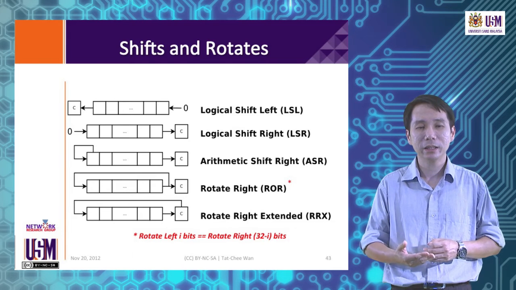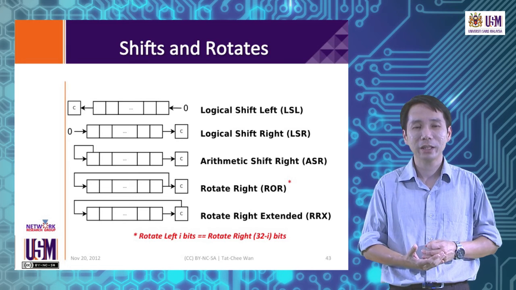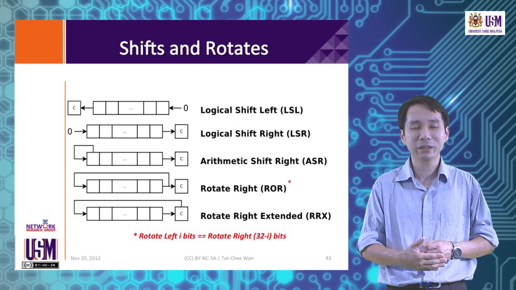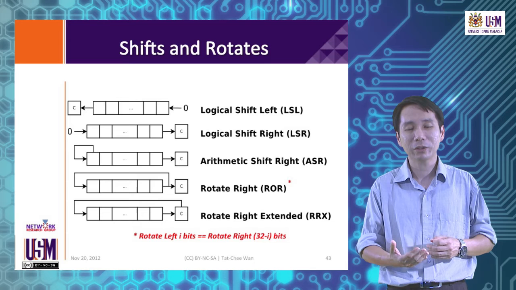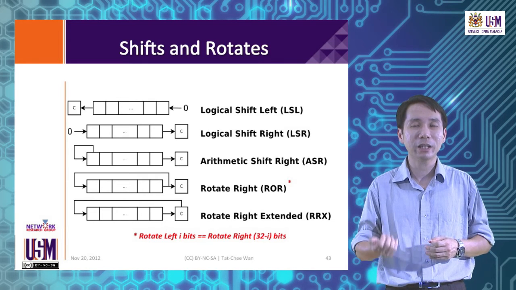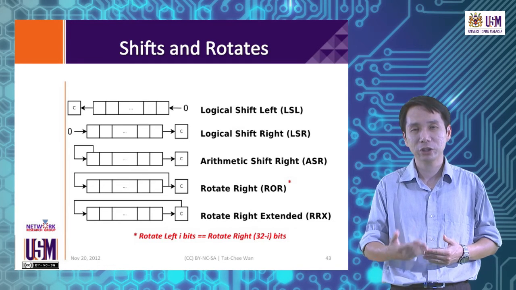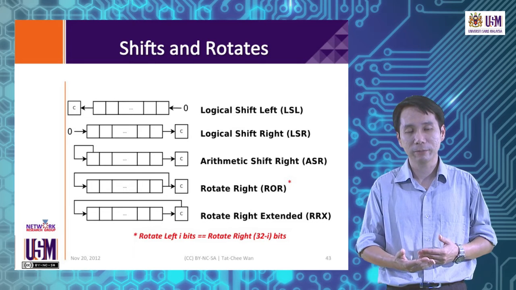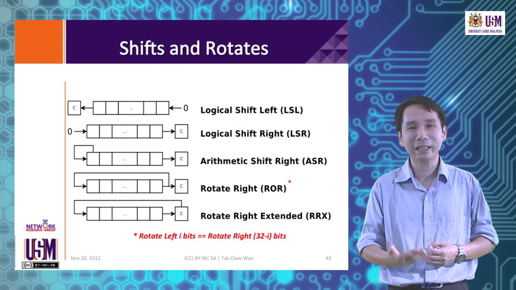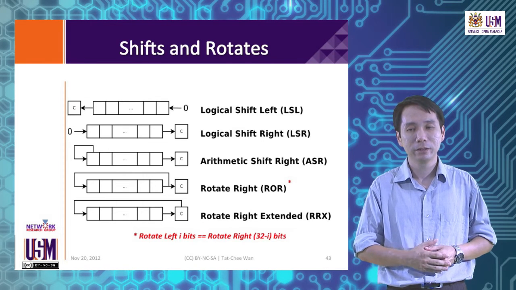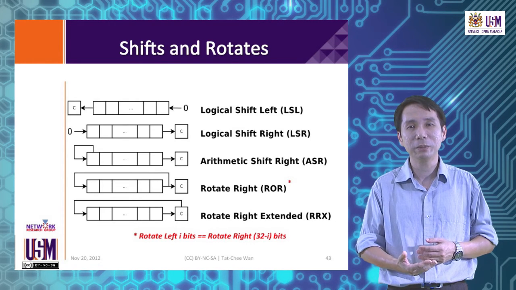Now rotate right will take the bits from the register and permute them to the right, such that the least significant bit will come in on the most significant bit, and everything is shifted right to compensate. Rotate right will also copy the least significant bit into the carry flag. There is no rotate left instruction or version of the shift and rotate instruction. Instead, we can implement rotate left by I bits by doing a rotate right by 32 minus I number of bits. Finally, there is a rotate right extended, which includes the carry bit as a 33-bit rotation.